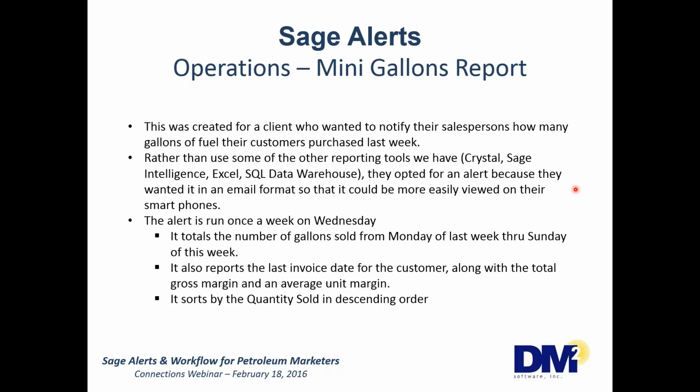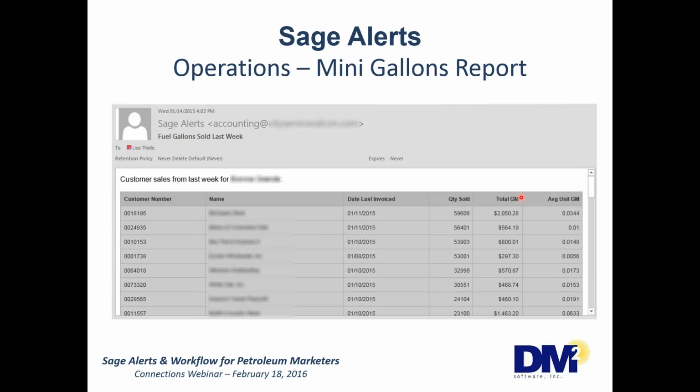This alert is run once a week on Wednesday. It totals the number of gallons sold from Monday of the last week through Sunday of this week. It also reports the last invoice date for the customer, along with the total gross margin and an average unit margin. And it sorts the data by the quantity sold in descending order. So you can see the customer. Here's the date last invoiced, quantity sold, total gross margin, and unit gross margin.